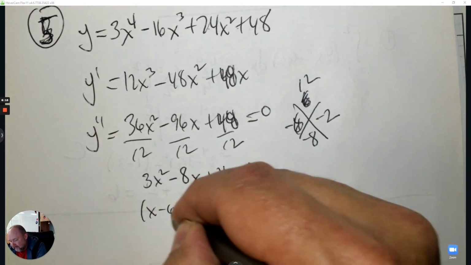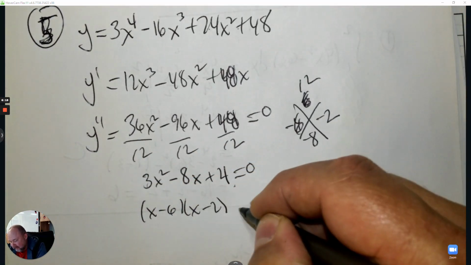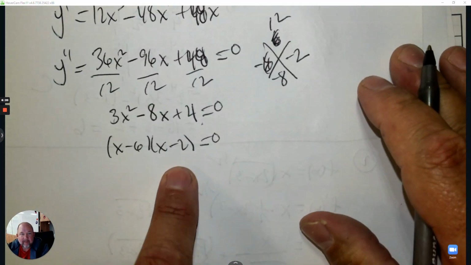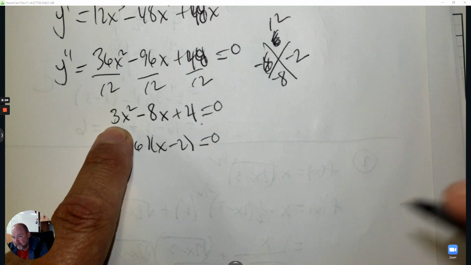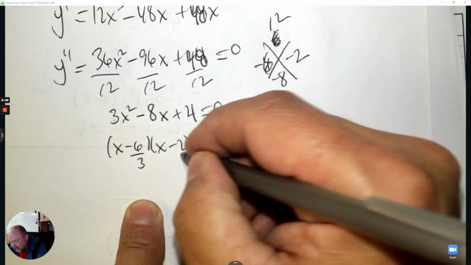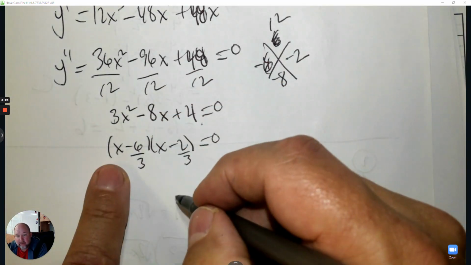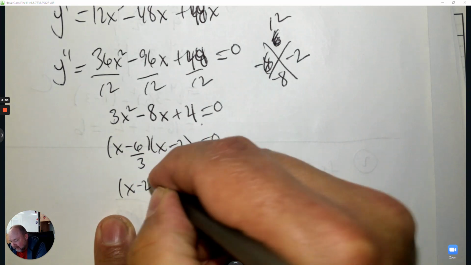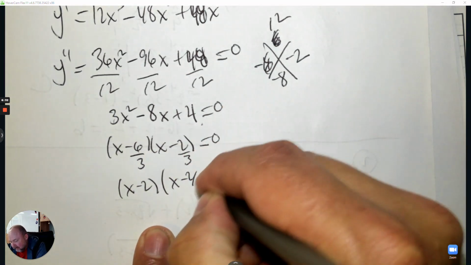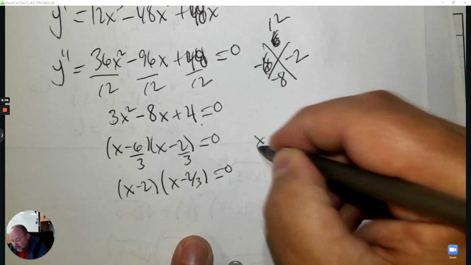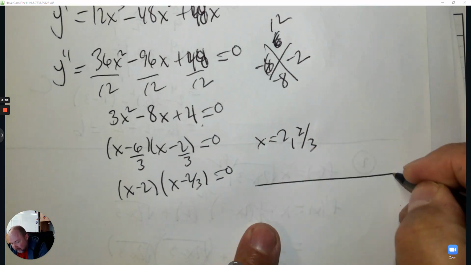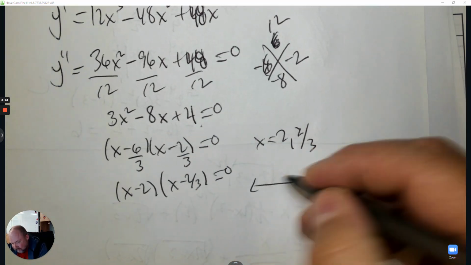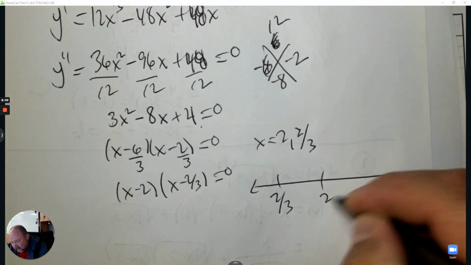So one way to factor this, negative 6 and negative 2. Then we take what the a value is, which is 3, and we divide both numbers by 3. So this is x minus 2, this is x minus 2/3, and then you get your two answers. One answer is 2, and the other answer is 2/3. So on a number line, we have 2/3 and 2.